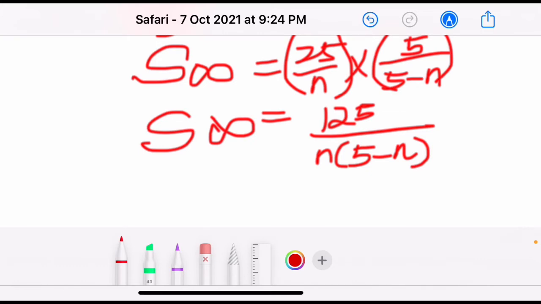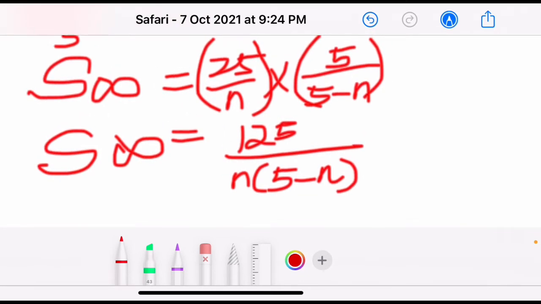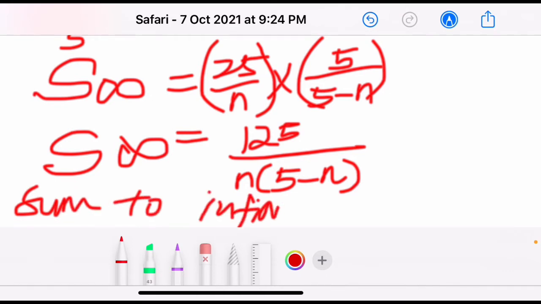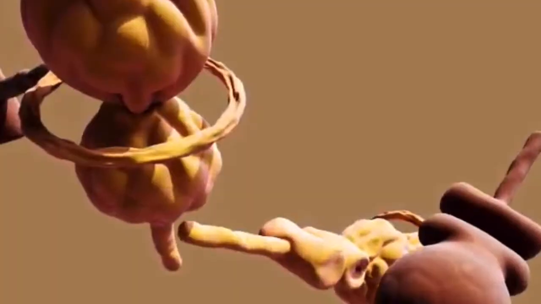That's all my sharing on question number 4, geometric progression and sum to infinity. Normally for sum to infinity, the r must be less than 1. Okay, that's all my sharing on question number 4. Let's proceed to question number 5.